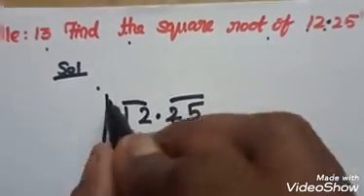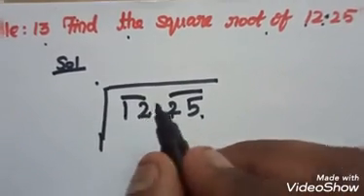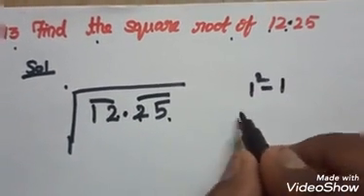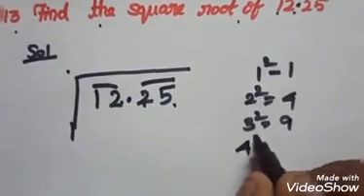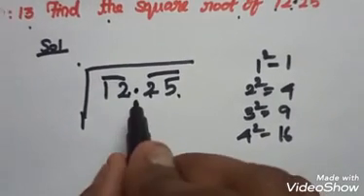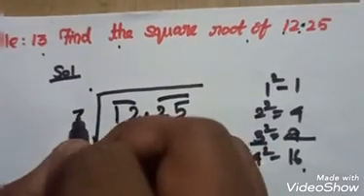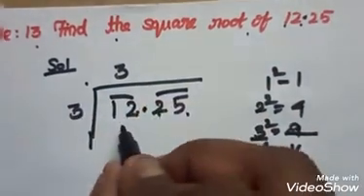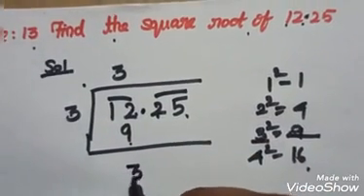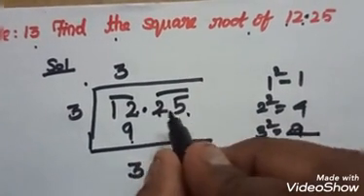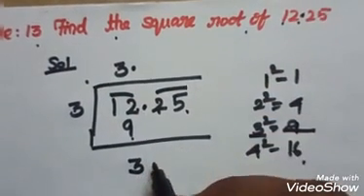Okay, so now we need to divide. First, what do you need to concentrate on? 12. 1 square 1, 2 square 4, 3 square 9, 4 square 16. Here 12 is there, 16 is more, so we take 9. So now 3. 3 3s are 9. Normally you subtract 12 minus 9, 3. If you need to take the next digits, what do you need to do? You put the decimal point here, and you take these digits.